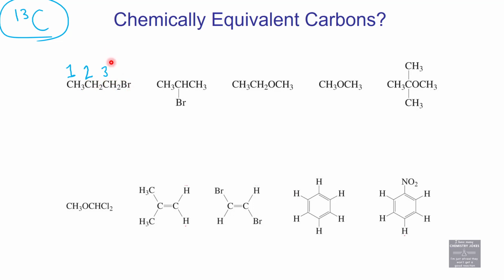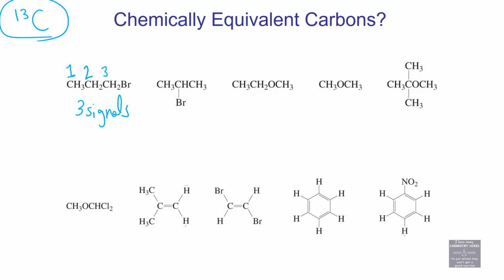They have different neighbors. That means they show up as different carbon signals because they're in different environments. Yes, this is a CH2 and so is that, but they're in distinct environments because their neighbors are different. So this carbon NMR would show me 3 signals. What about the next one?